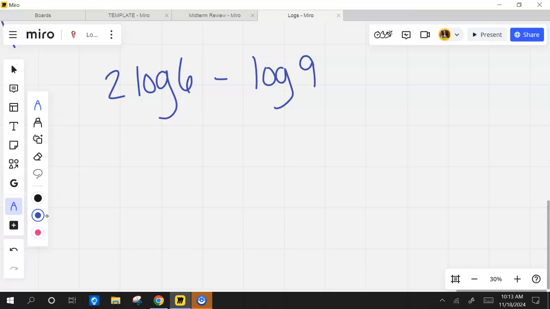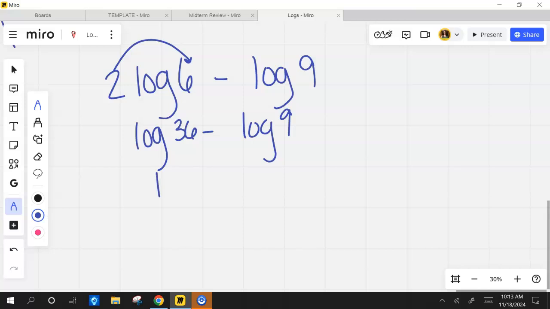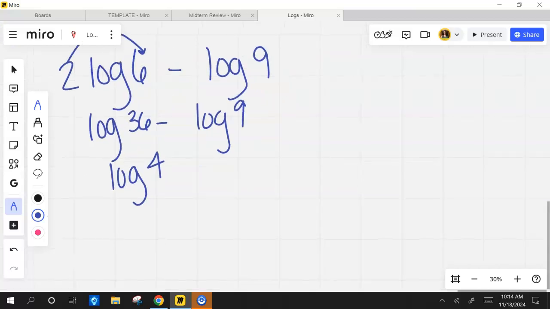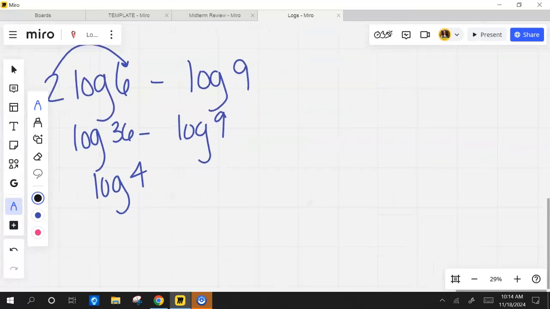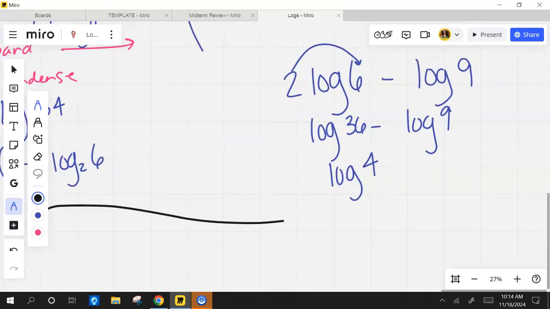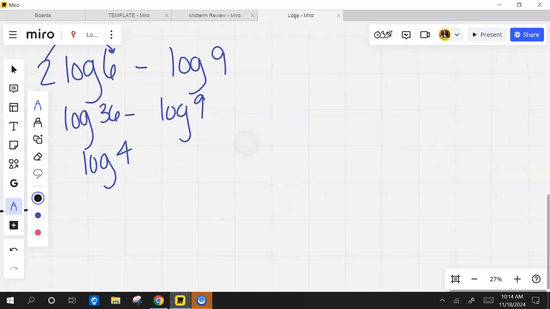All right. So before I can combine them with subtraction, I need to handle this exponent coming around. So I get log of 36 minus log of 9. And then how do I condense with subtraction? I divide. What is 36 divided by 9? Easy peasy. This one's for you, Will.